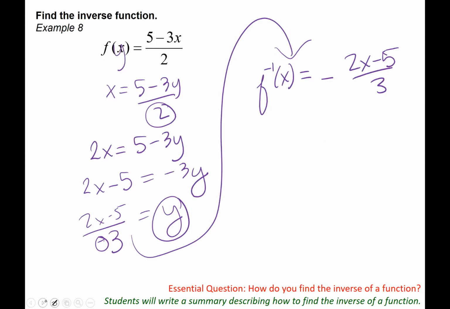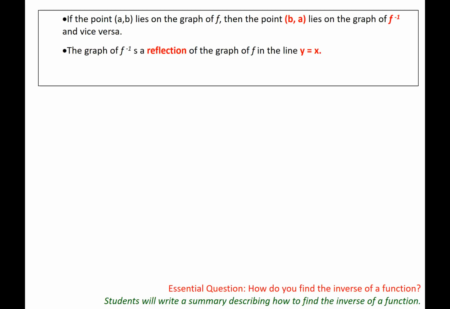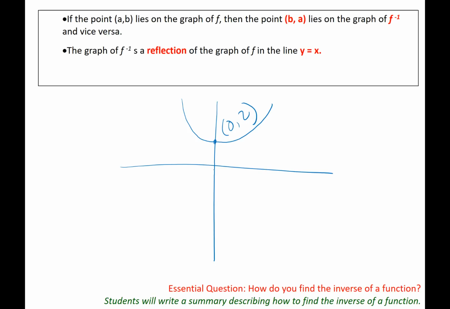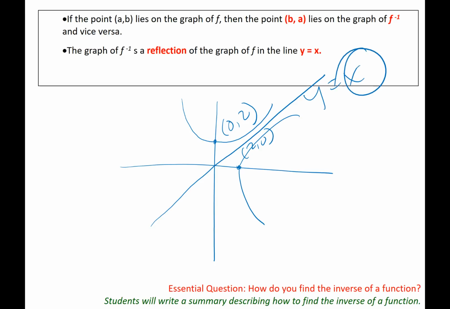So the reason is this, because the x and y switch places. So if I have this graph here, and the point (0, 2) is on the graph, that means on the inverse graph, I have to have the point (2, 0). I have to flip it. So it would look like this, and they would actually reflect across this line y equals x. So that's why when they're composed together that they equal x.